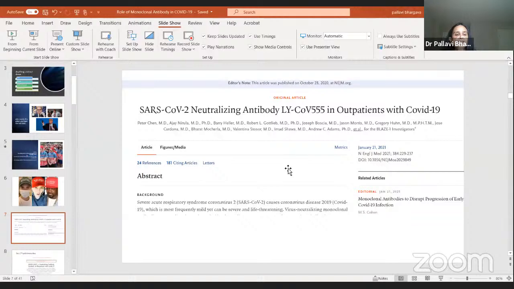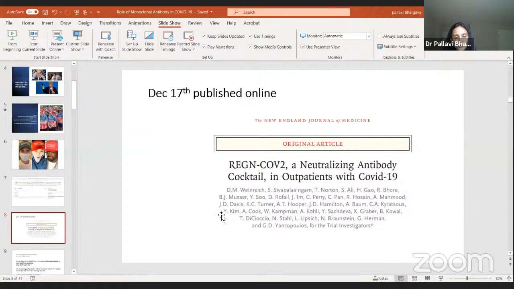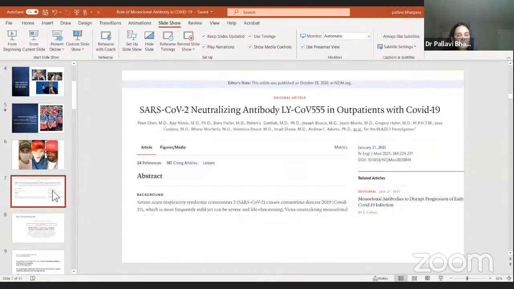And the second product, which is now launched in India, I don't know if the formulation is different. Is it for sub-Q use or IV? Is the antibody cocktail by Regeneron. And Leah is going to go into the details of both, to some extent, and compare.